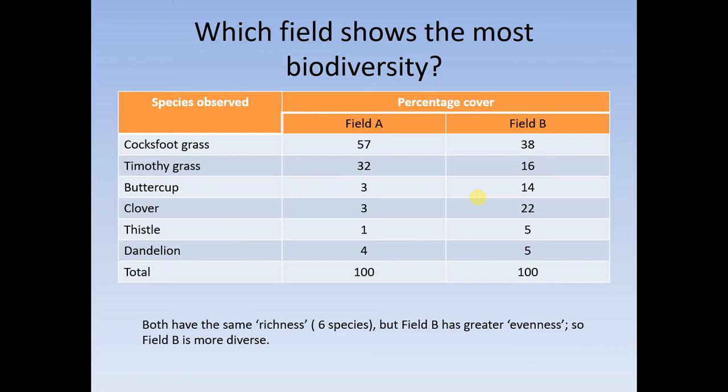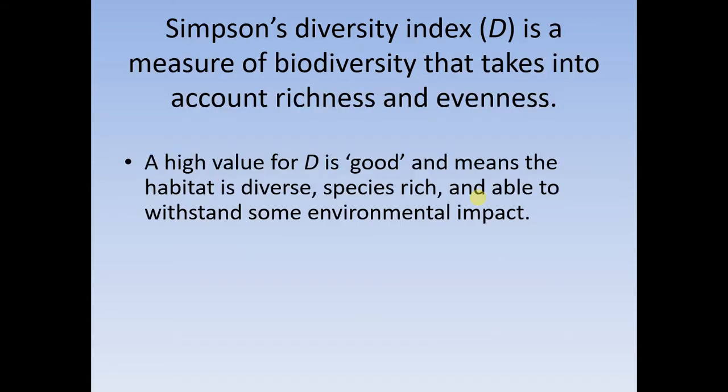That's why we have what's called the Simpson's Diversity Index, which is a numerical, quantitative way to compare different habitats and figure out which one is more diverse. So Simpson's Diversity Index, which is capital D or capital D with a little subscript s, is a measure of biodiversity that takes into account both richness and evenness.